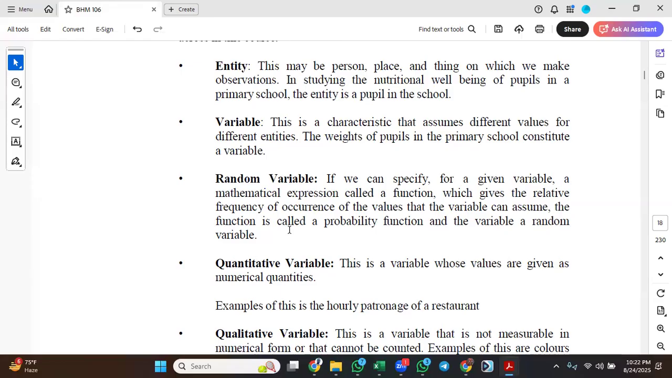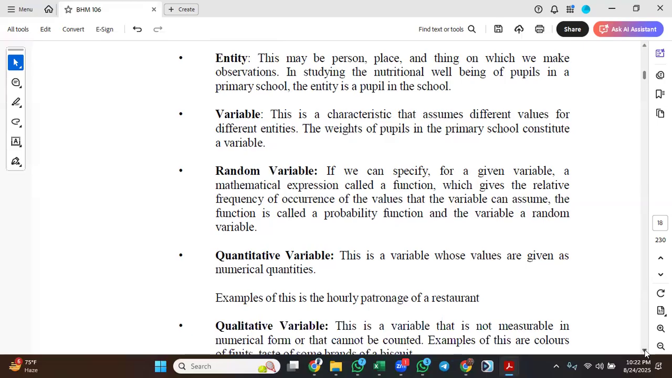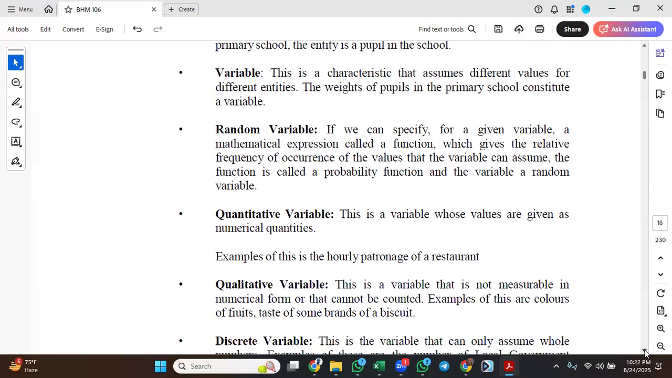Now, we have quantitative variable. When we talk about quantity, we are talking about countable numbers, figures. This is a variable whose values are given in numerical quantities. That is quantitative. Then we have another one, qualitative. But before we go to qualitative, let's take an example of quantitative variable. An example of this is the hourly patronage of a restaurant.